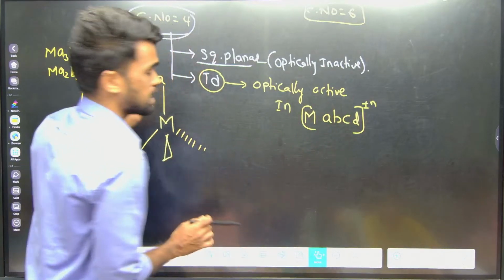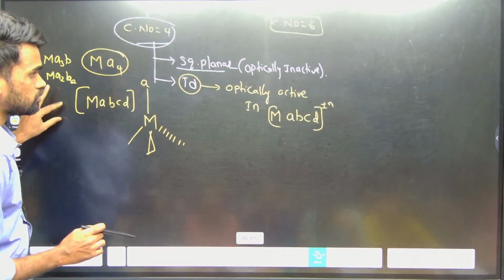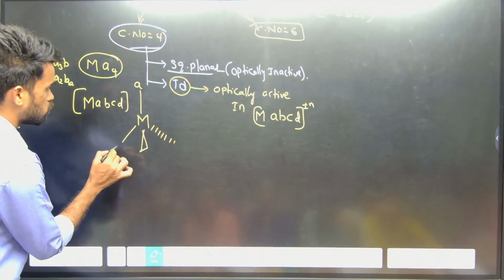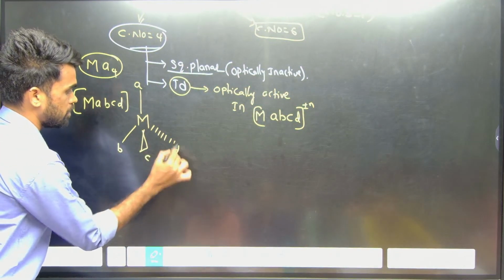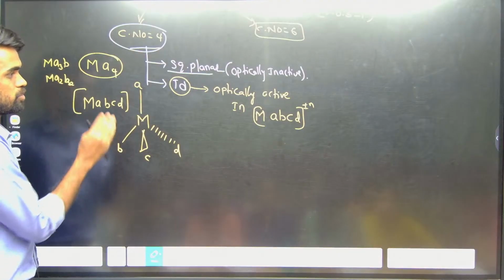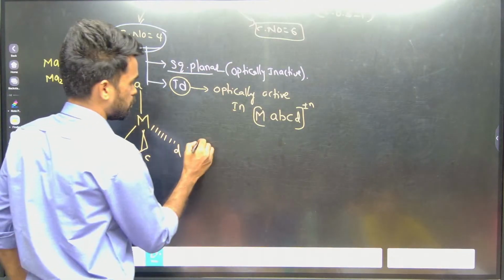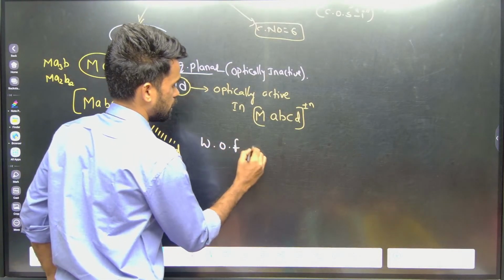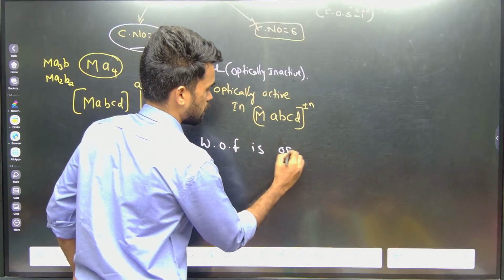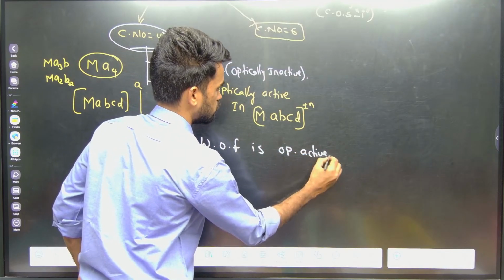Okay. Is this clear, everyone? So for MABCD type, it should not contain any plane of symmetry, so it is optically active. Now the example they will give: which of the following is optically active?